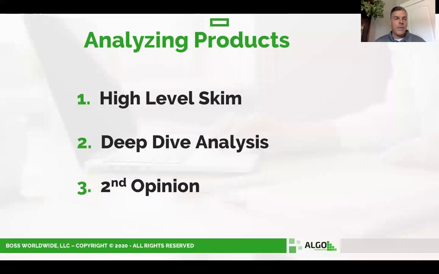I'm going to give you a couple steps that you may want to write down. So there's basically 3 steps you want to go through when you're analyzing products. First of all, you start with a high-level skim. You take a huge list of products and you have to narrow that down to 5, 10, 15, 20, somewhere in that range. Then you'll take that smaller list and do a deep dive analysis, as I call it. Once you're done with that and you've picked a product or maybe 2 products, get a second opinion.